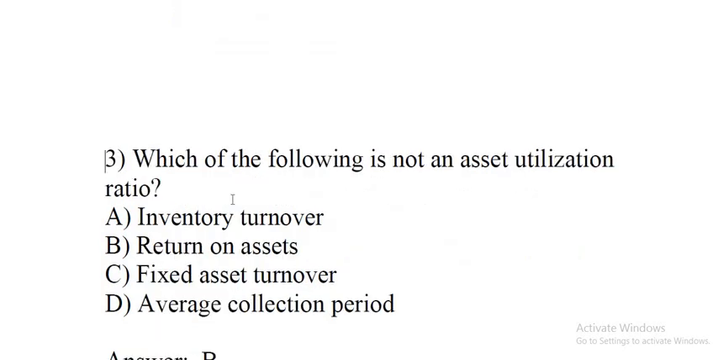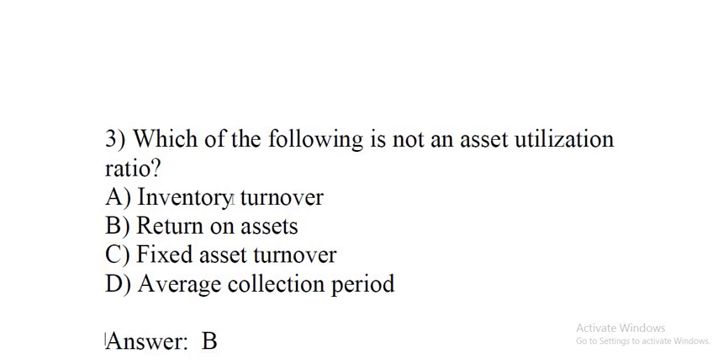Third question, which of the following is not an asset utilization ratio? Inventory turnover, return on assets, fixed asset turnover, average collection period. The answer is B, return on assets.